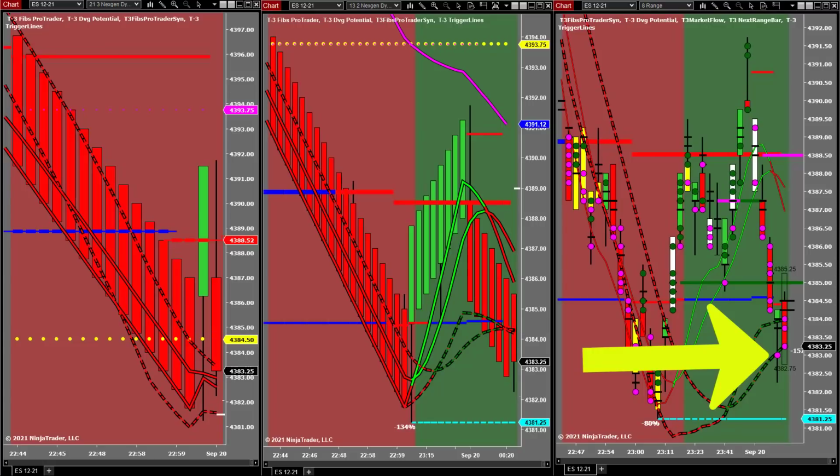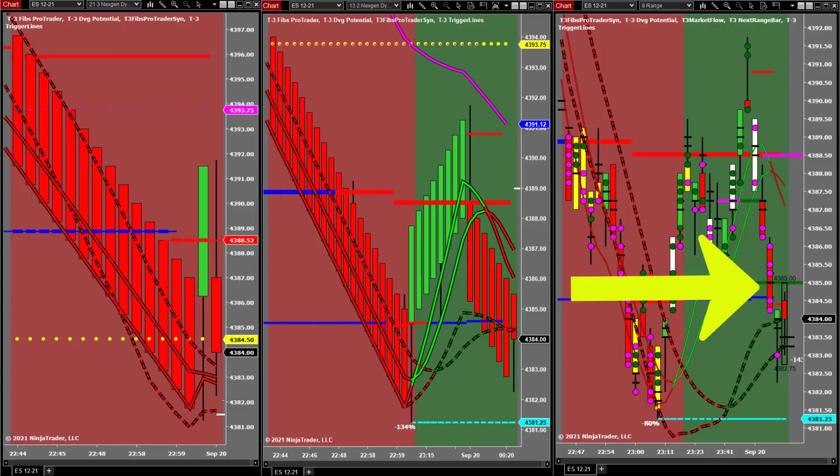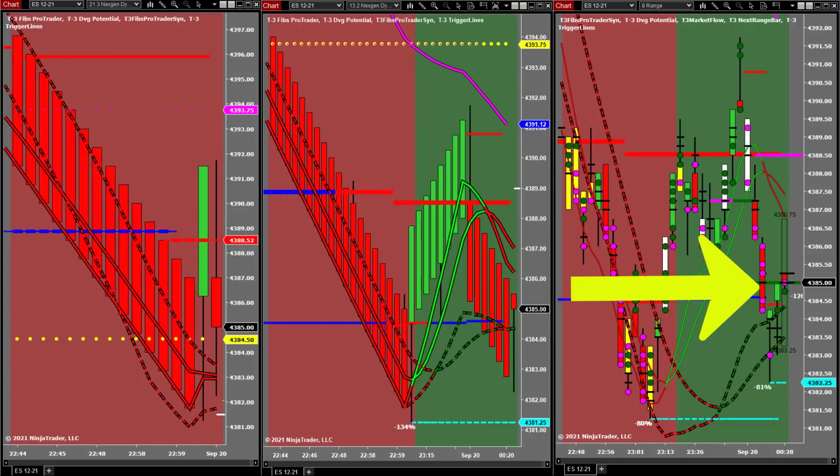I do want you to notice right here, we've gotten back to the large triggers that are crossed up on our range chart. If our large triggers were going up on our 13-2 chart, that would be the look on the 8-range chart that would generate a trend trade for us to the upside. So since we don't actually have the triggers going up, it can't be a trend trade. We do have a green high volume line here.